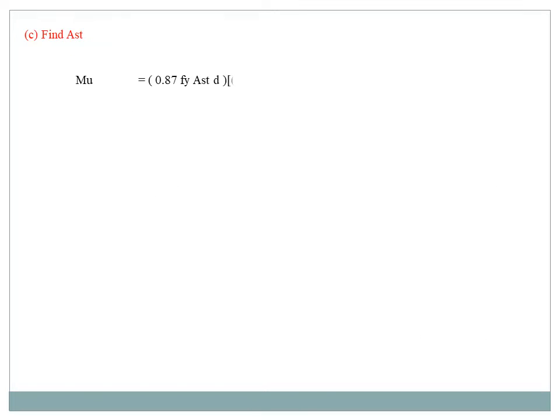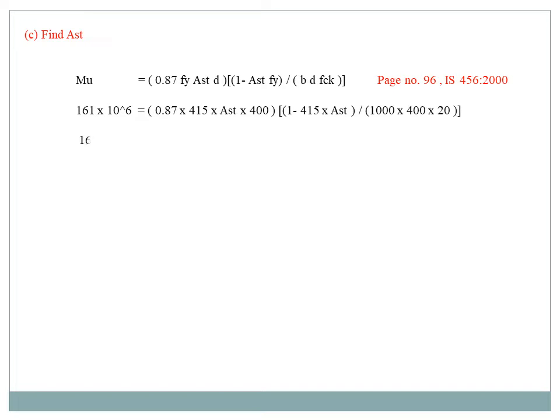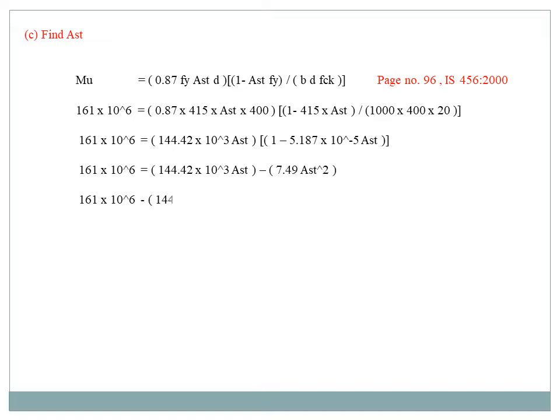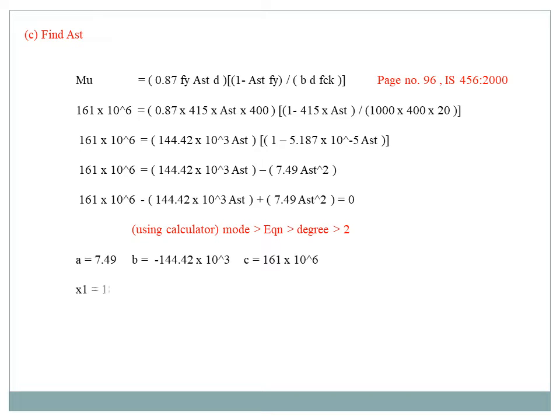Then find AST. So M is equal to 0.87 Fy AST into d, into (1 minus AST Fy divided by b d fck). So this formula we can use to find out the AST value. This formula is in our code book IS 456 2000, page number 96. So apply the values. Mu is equal to the factored moment, 161 into 10 power 6, is equal to 0.87, a constant value, and Fy is given in our question, so Fy is equal to 415.